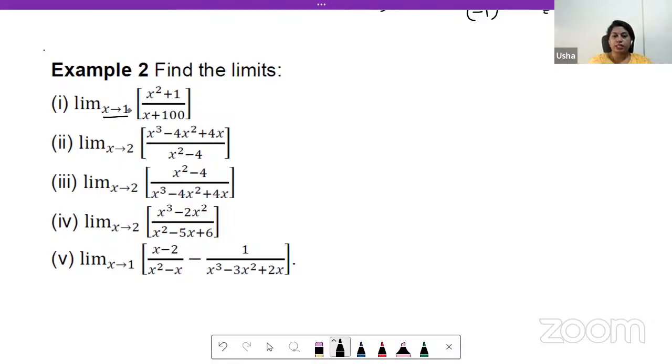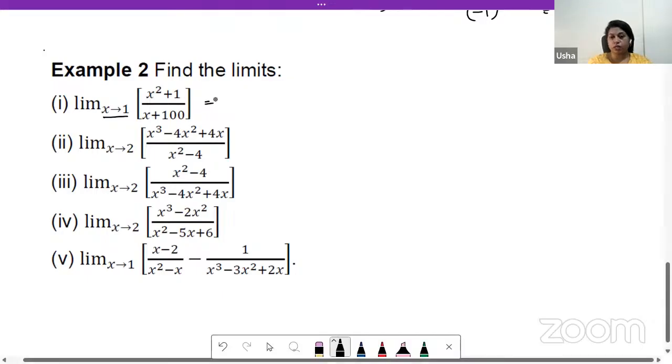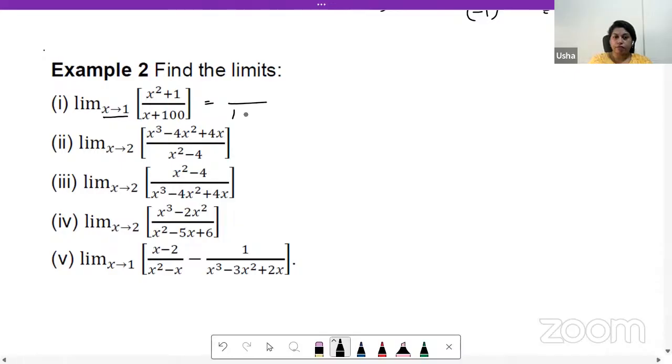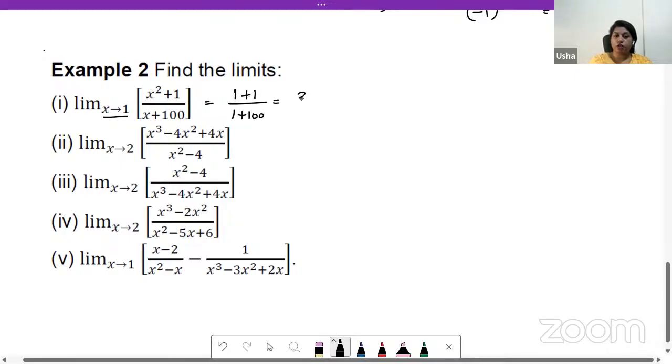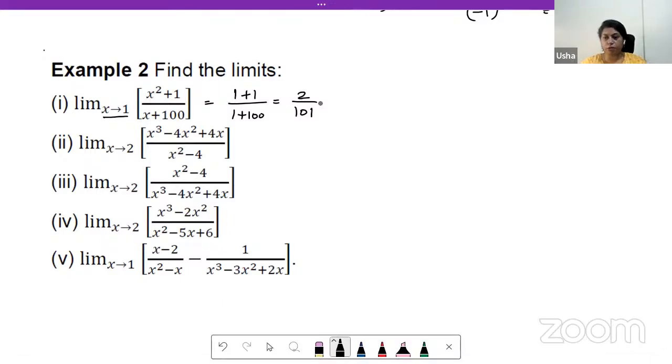That's it. So x tends to 1, the denominator we have is x plus 100. So it is not becoming zero, so just substitute the value. Here I have 1 plus 100. This is 1 square, which is 1 only. So we get 2 by 101. That is the answer. That's all. No further simplification is required because the denominator is not becoming zero. So whatever answer you get itself is the limit.